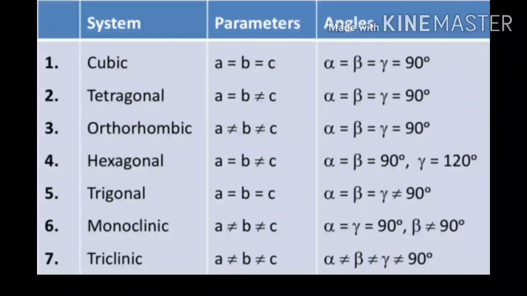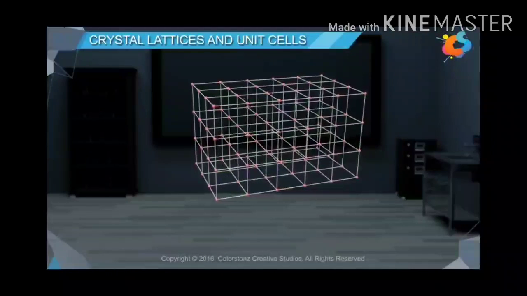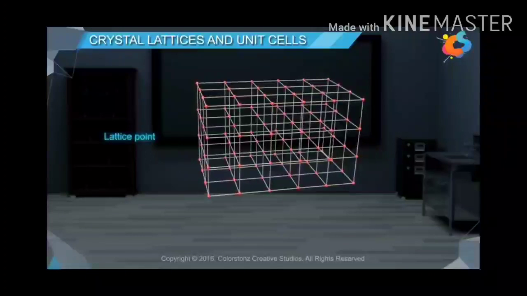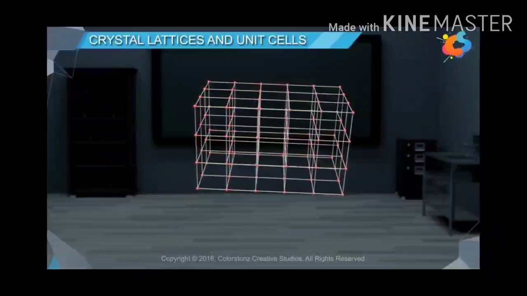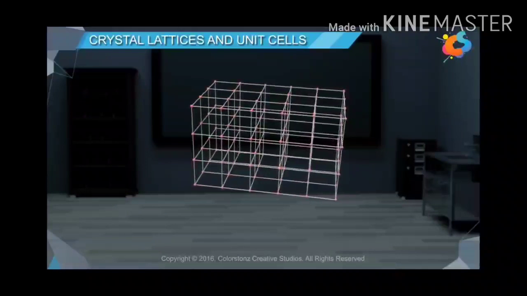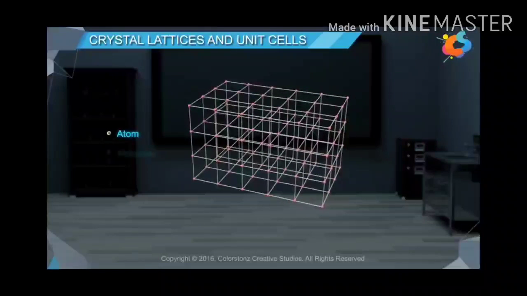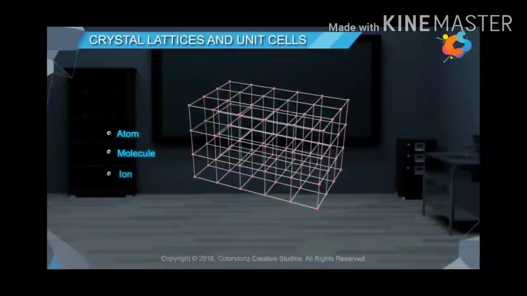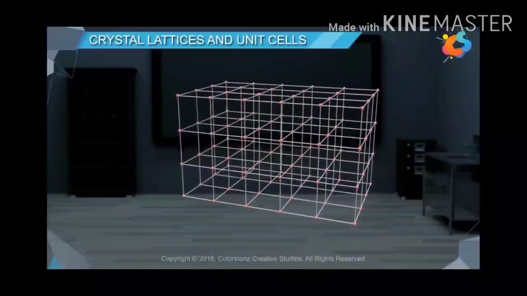So here you see, if we are talking about a crystal lattice, certain points will be occupied by the constituent particles, which we call the lattice point or lattice site. Then you see those lattice points will be occupied by atoms, molecules, or ions, depending on various cases.